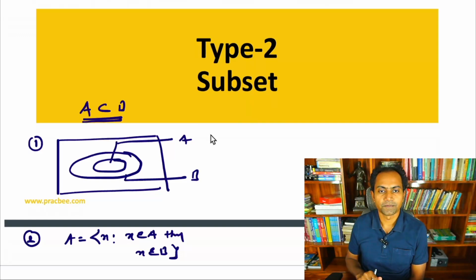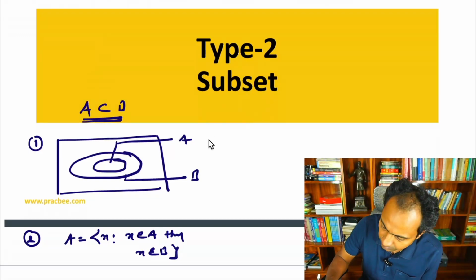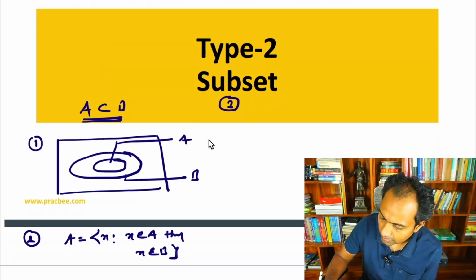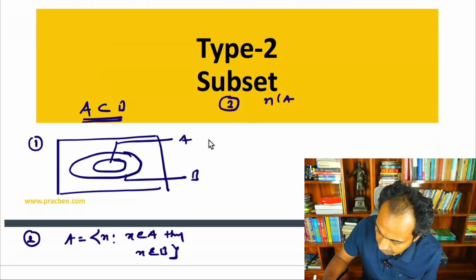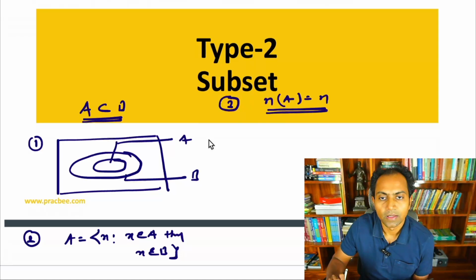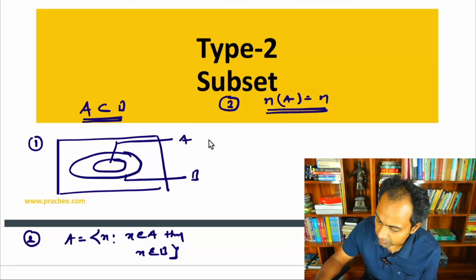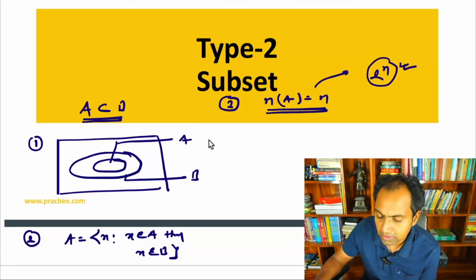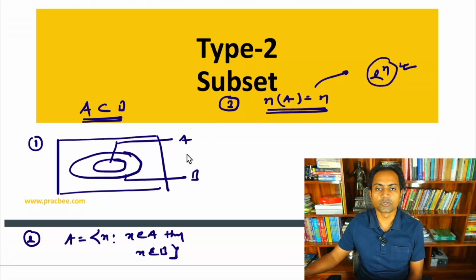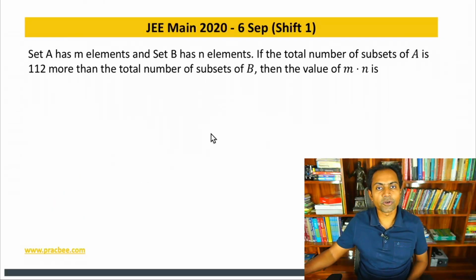Another thing, or a third point to be considered here, is if you have a set A with n elements, then in that scenario the total number of subsets that are possible is nothing but 2 raised to the power n. This is a very powerful idea that we are going to use in solving problems. Now let us look into this 2020 question.